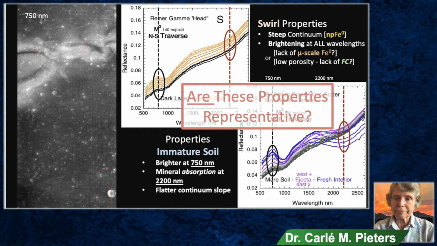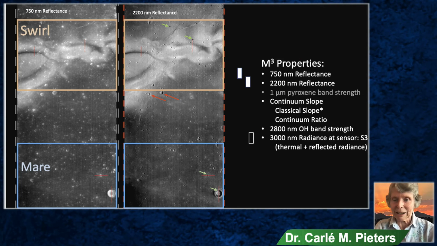Next slide, please. Now, are these properties representative across the swirl? That's what I'm going to be talking about next, to show you that, yes, they are. Next slide, and we'll have to go through these very quickly. First of all, here are the two wavelengths we were looking at, the 750 and the 2200.